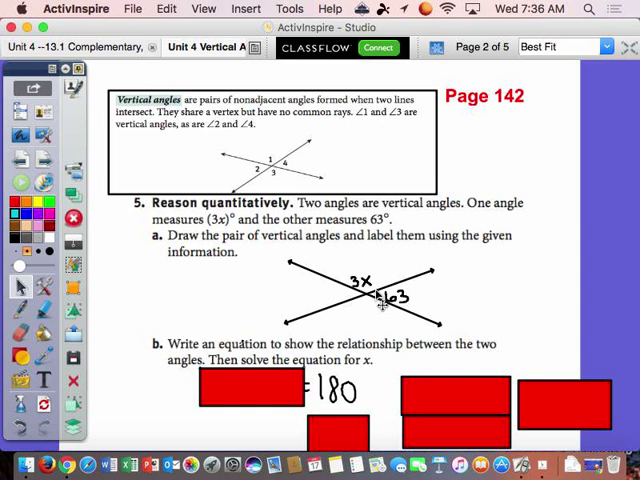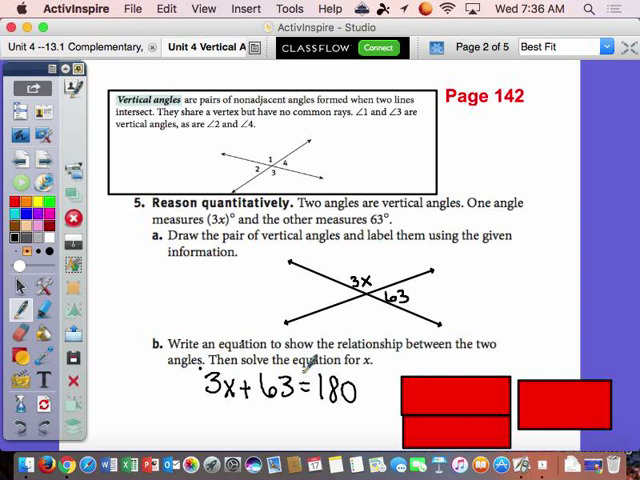This angle measures what? 3x. This angle measures what? 63. So if I add 3x plus 63, it should give me 180 degrees. Now we're just solving a two-step equation. Draw your line, circle your term with your variable. What do you need to do to both sides? Well, we need to subtract 63.